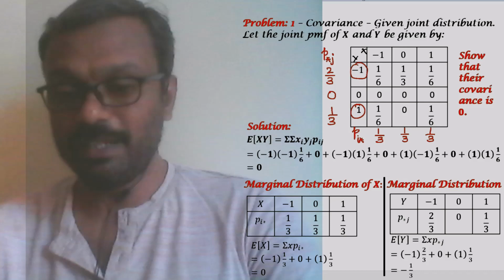So now the formula for covariance is E of xy minus E of x into E of y. So we have the covariance to be 0.